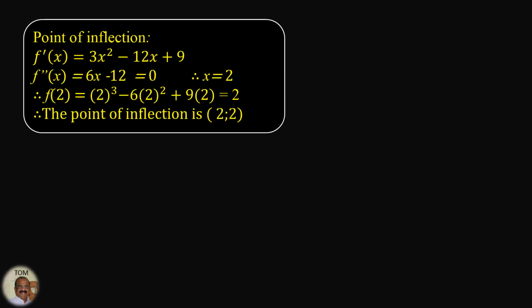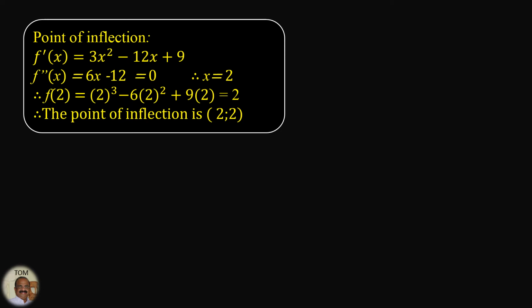Again, we have an important point here, the point of inflection. How do we calculate that? In the previous video, we have seen f double dash x equal to 0, the second derivative equal to 0. So first you get the derivative. You find the derivative again, derivative of derivative, the second derivative. So we get f double dash x equal to 6x minus 12 equal to 0. Solving that, we get x equal to 2.